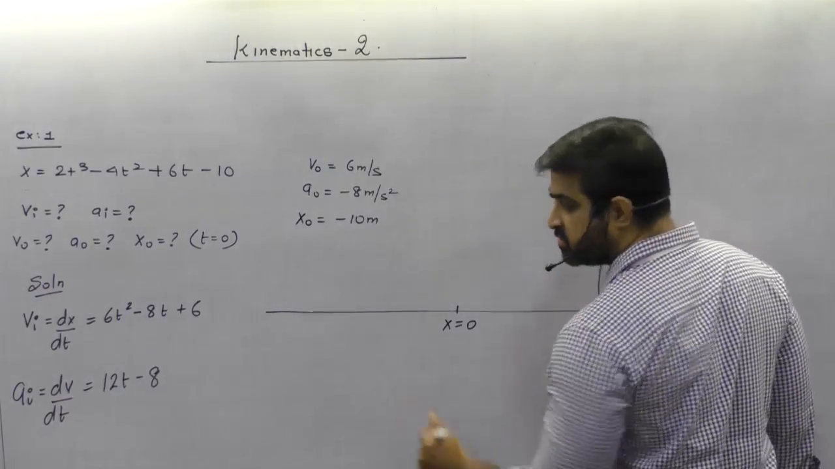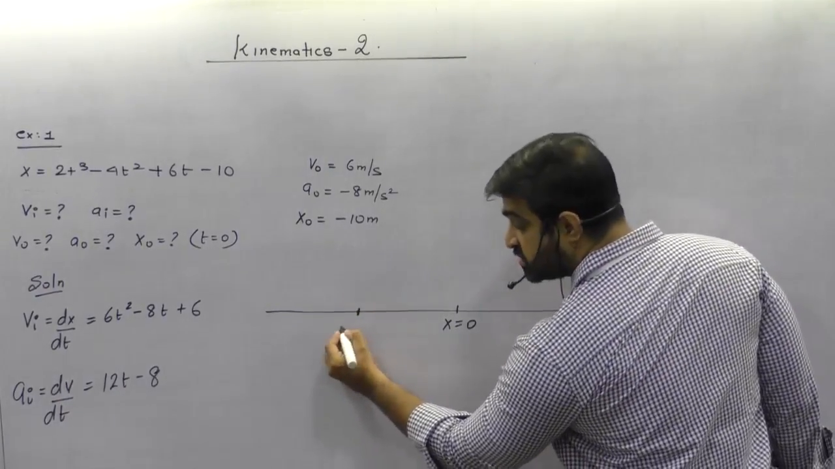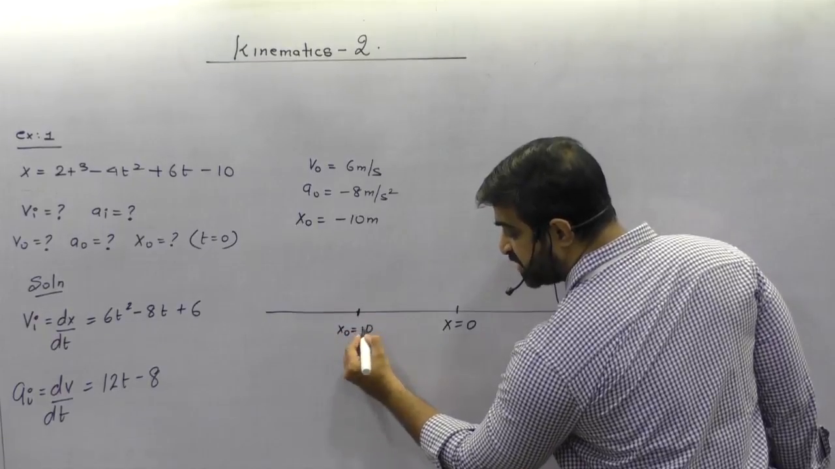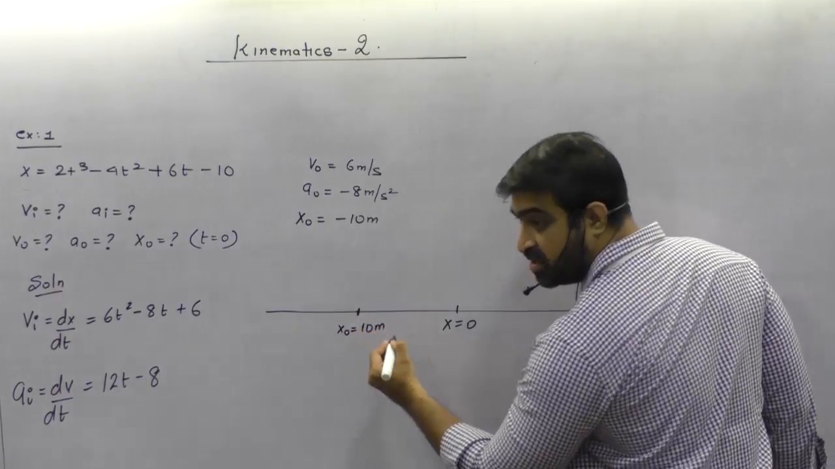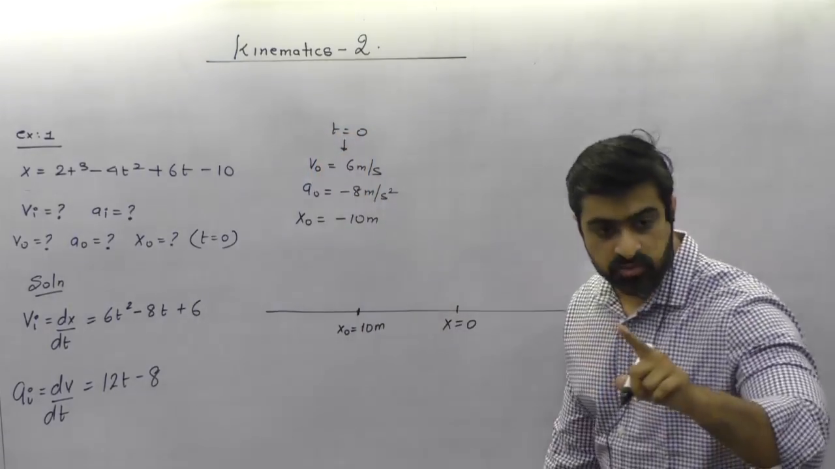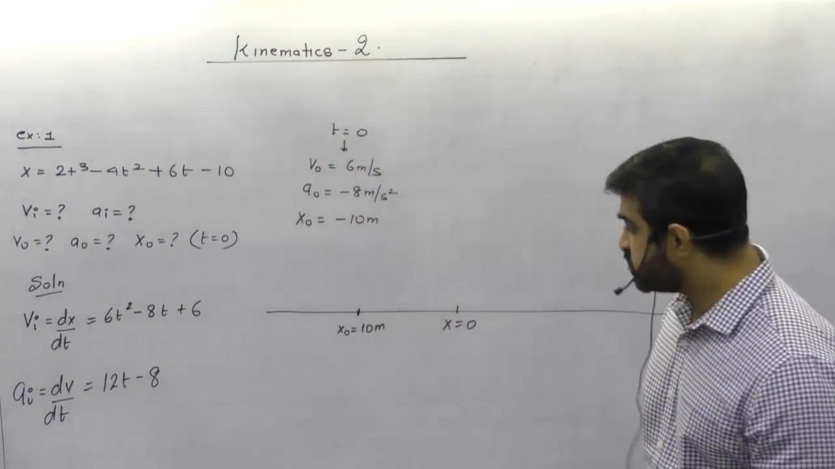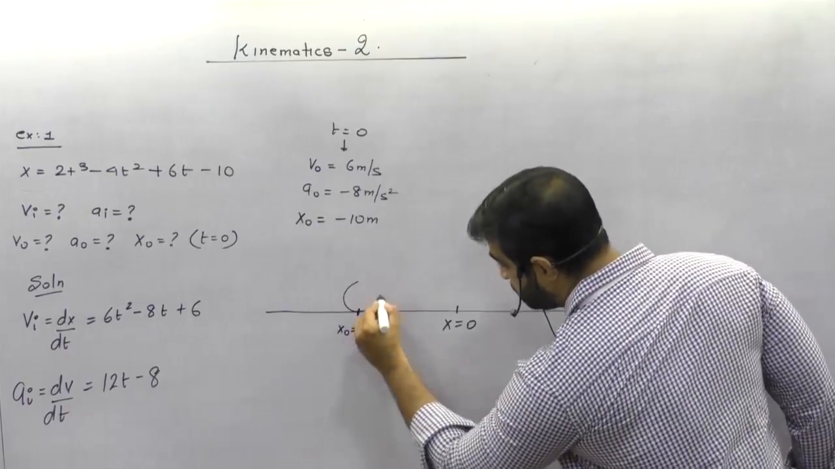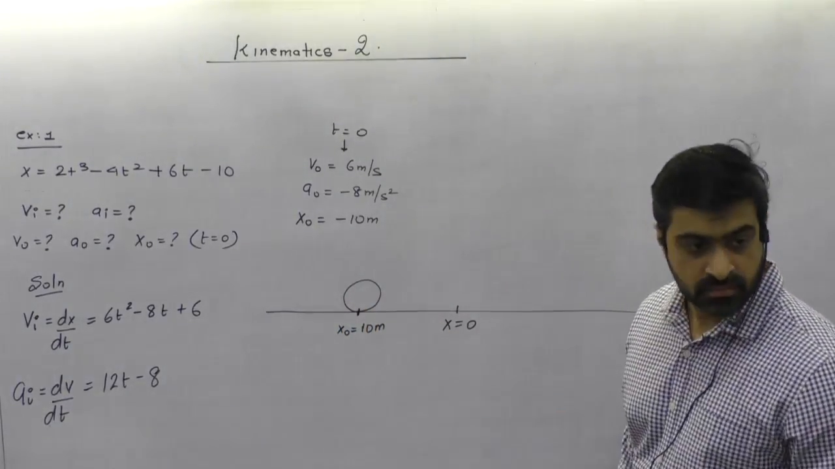Where is it standing at? He is there at minus 10 initially at time 0. जब मैंने उस पे देखा, time 0. Time 0 means what? When you start observing the ball which was there here at time 0.